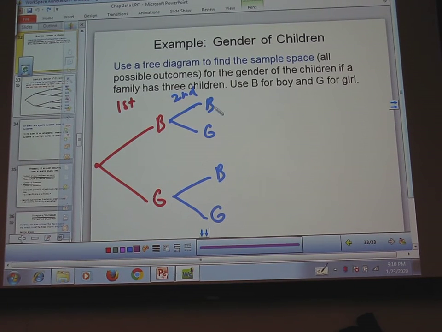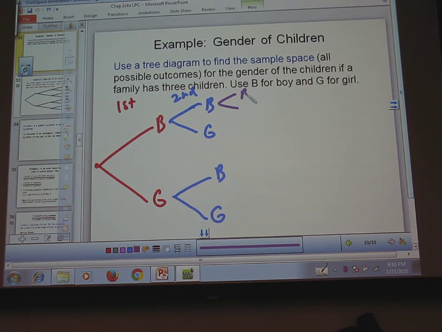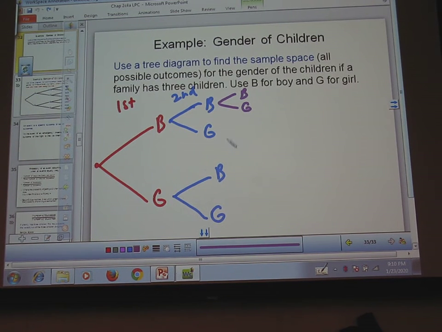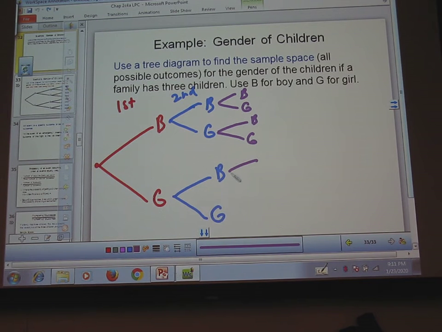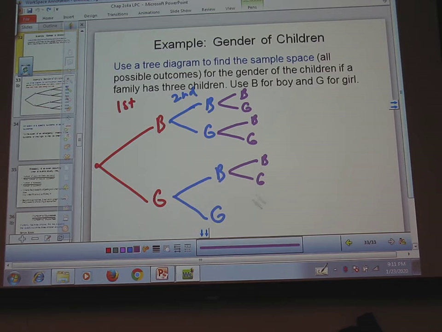And then, what's the last thing that happens? Not a boy, then a boy, then what? Yeah, it could be a boy or a girl. The third child, the last child. So for any one of these possibilities, I could have a boy or a girl.